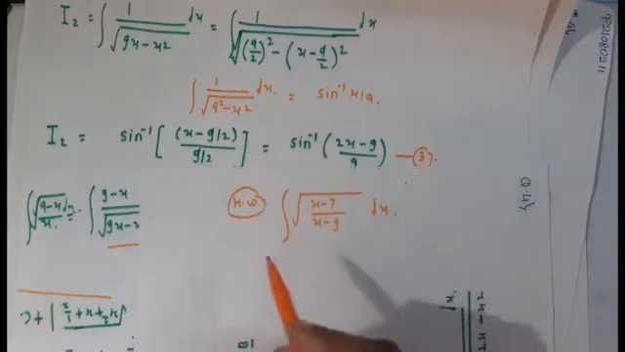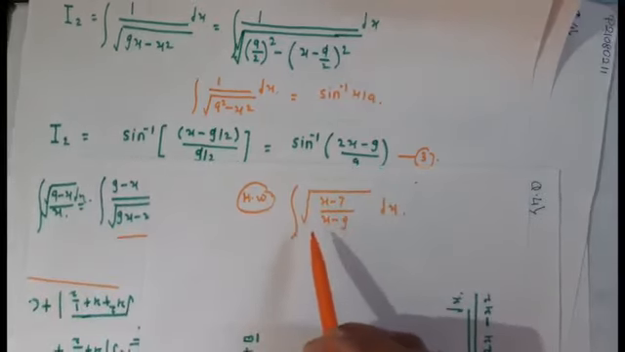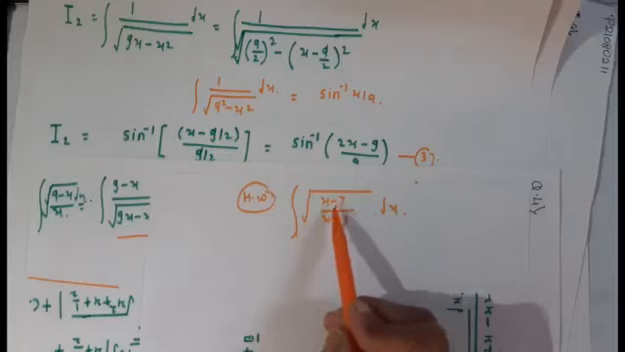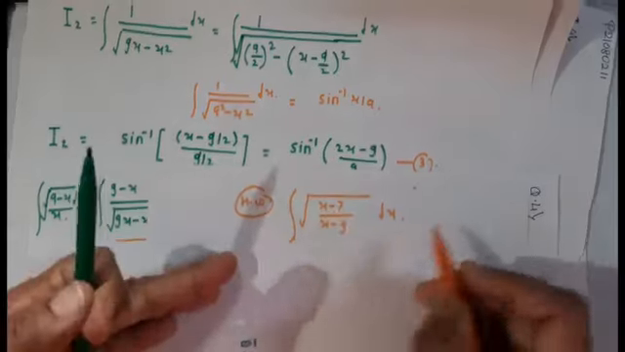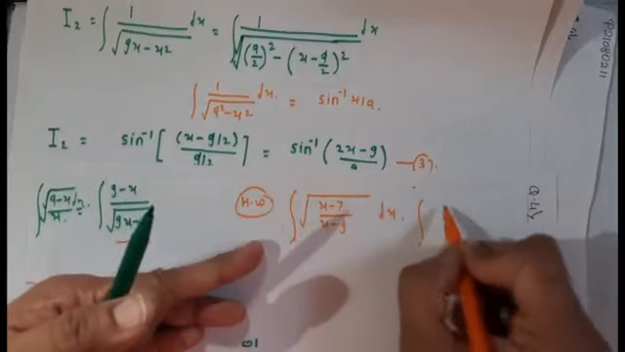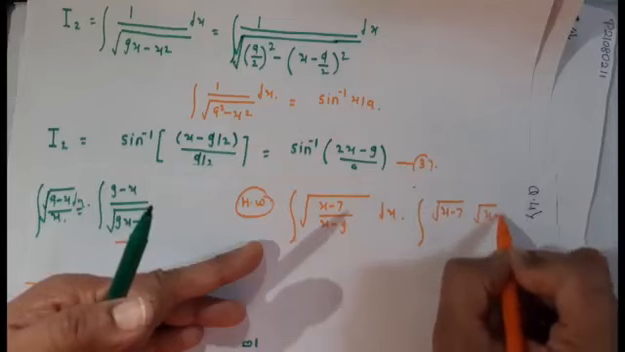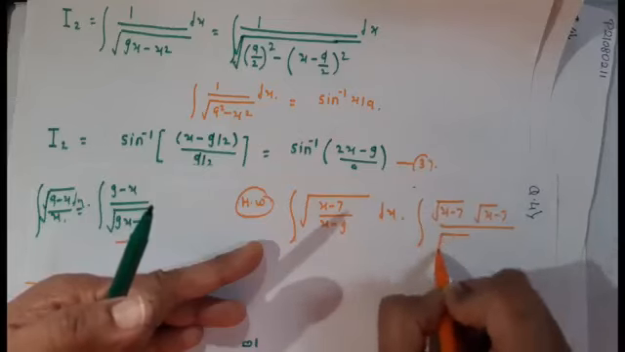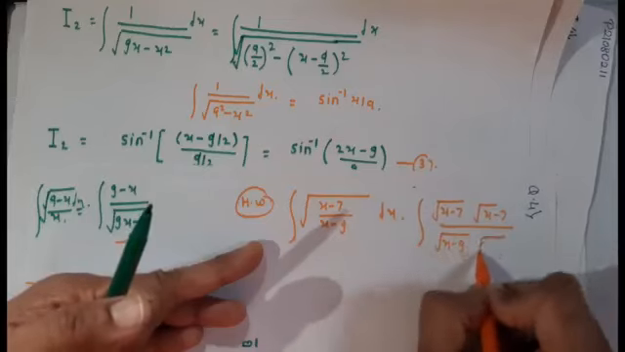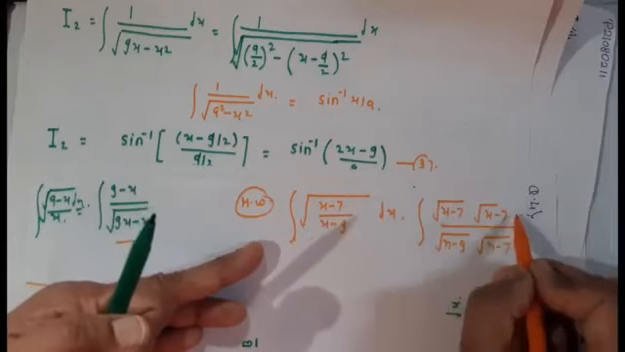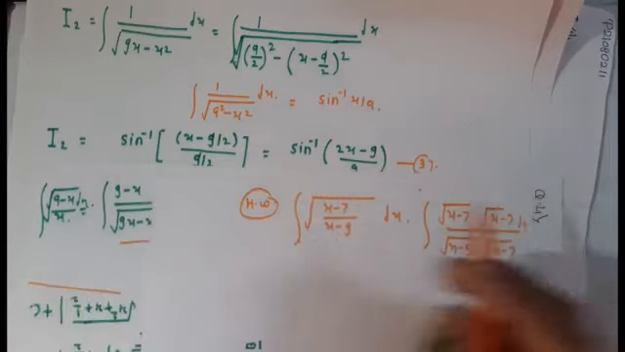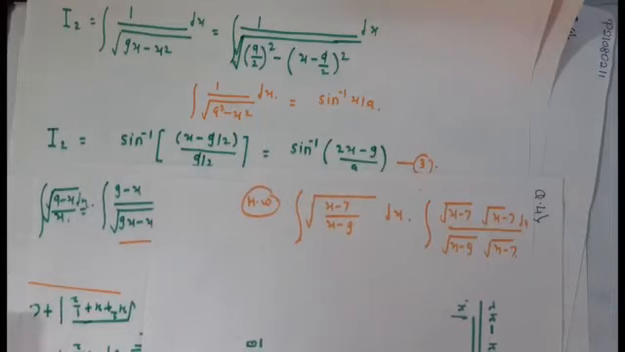The same way the problem you have to solve students, that is multiply numerator and denominator by square root of x minus 7. The problem will simplify, that is square root of x minus 7 into square root of x minus 7 upon square root of x minus 9 into square root of x minus 7. And you will simplify the problem, and by the same method we have just solved.